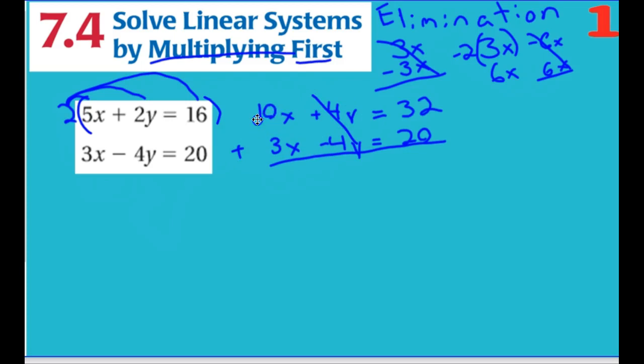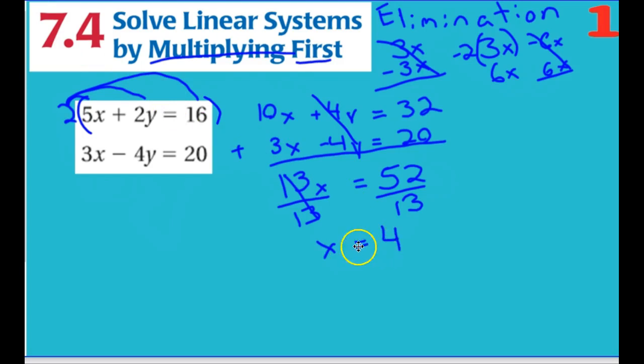Now remember we're adding, so 10x plus 3x gives us 13x. 32 plus 20, that gives us 52. And now to solve for x, we divide by 13. 52 divided by 13 might be something you need to put in your calculator, but I can tell you right now that 52 divided by 13 is 4.